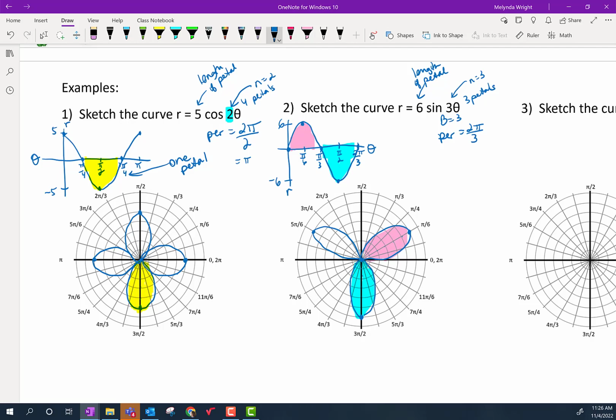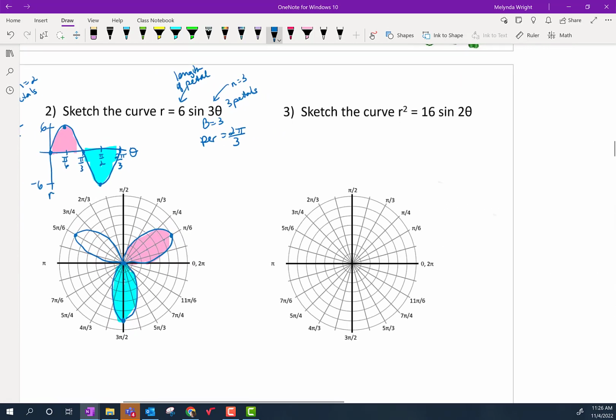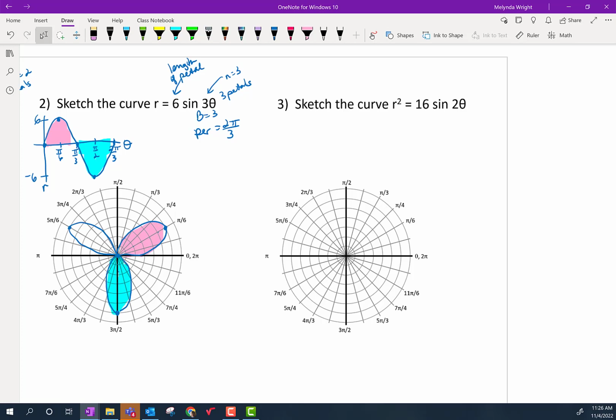How are we doing with the odd ones? Everybody okay? Okay, one more. And this is the little r squared one. This is our r squared friend. So what we want to think about is square rooting both sides. I'm not going to physically work that out, but what I'm going to graph is 4 sine 2 theta.